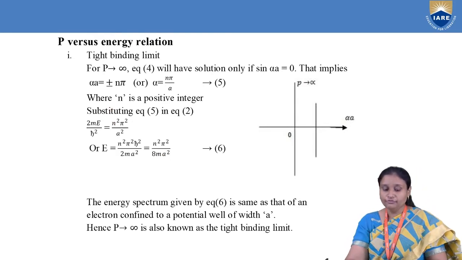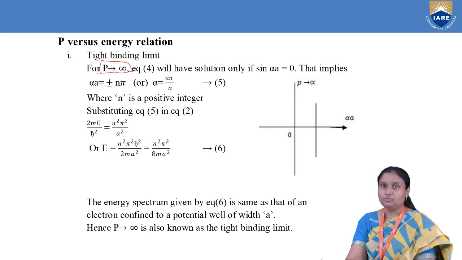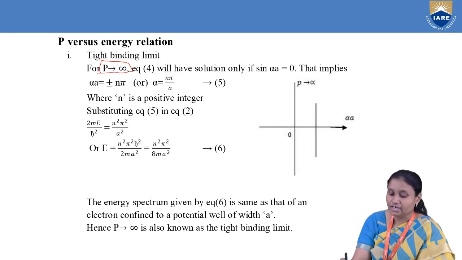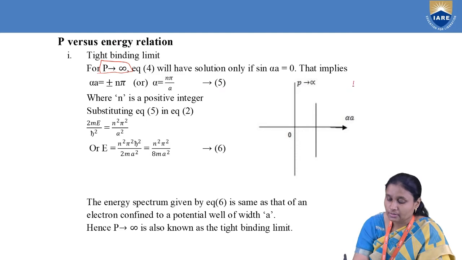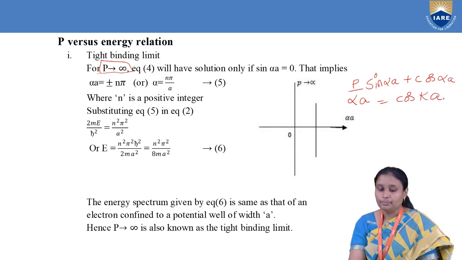First, I'll take P tending to infinity. What happens if P goes to infinity? Now we have our equation: P by alpha A sin alpha A plus cos alpha A is equal to cos K. We have this equation. Now what happens if P tends to infinity?